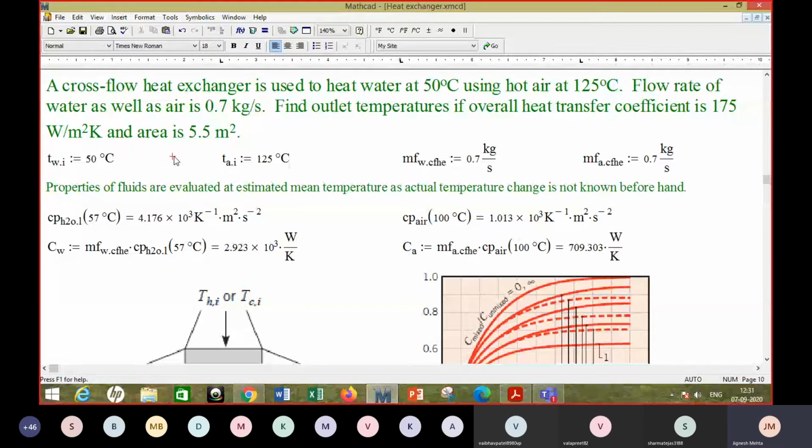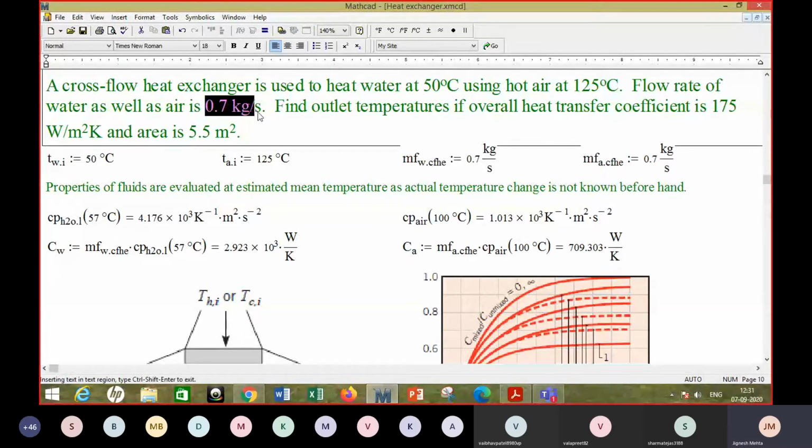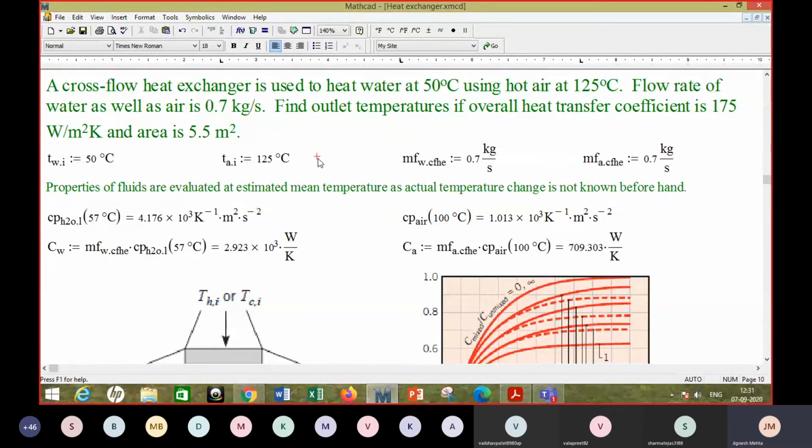So with this data, you want to know how much heat can I recover from this stream of air, which is available at 0.7 kg per second. And let's say you are also pumping the water at the same mass flow rate of 0.7 kg per second. So how much heat shall I be able to recover? That is what you may be interested in. So the temperatures are prescribed here. Water inlet is 50, air inlet is 125. Mass flow rate of water in this cross flow heat exchanger is 0.7 kg per second. For air also it is the same.